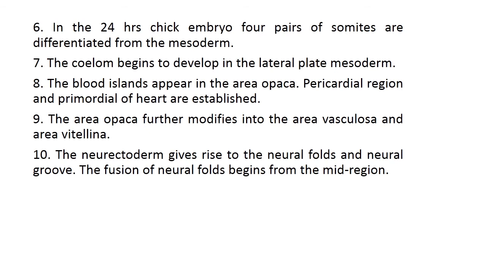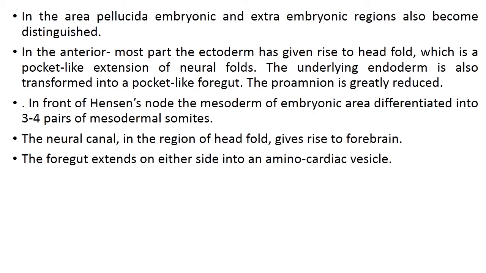The neurectoderm gives rise to the neural folds and neural groove. The fusion of neural folds begins from the mid region. In the area pellucida, embryonic and extra-embryonic regions also become distinguished. The anterior-most part of the ectoderm has given rise to the head fold, which is a pocket-like extension of neural fold. The underlying endoderm is also transformed into a pocket-like foregut, and the proamnion has now become greatly reduced.